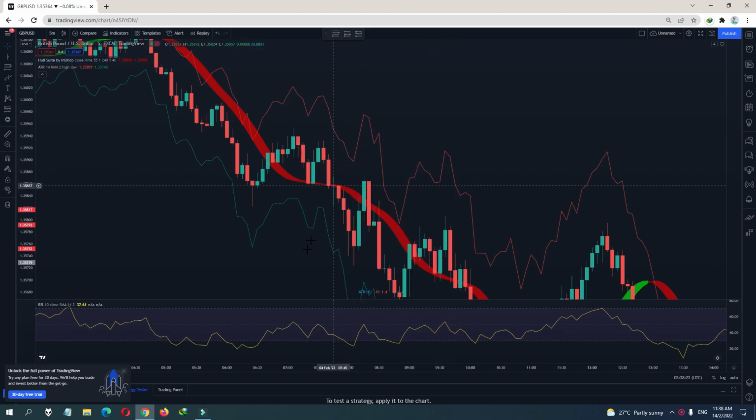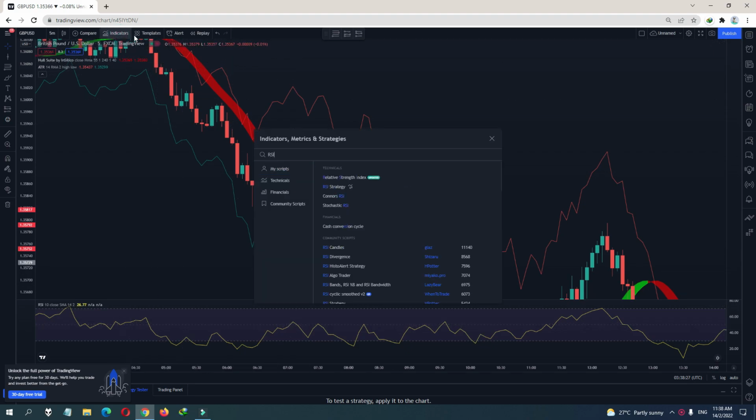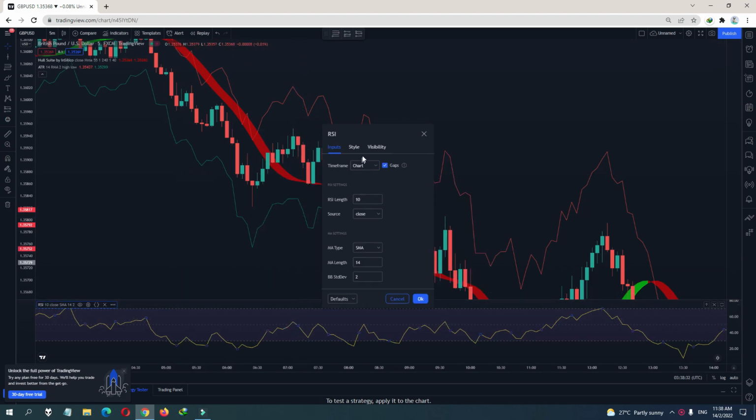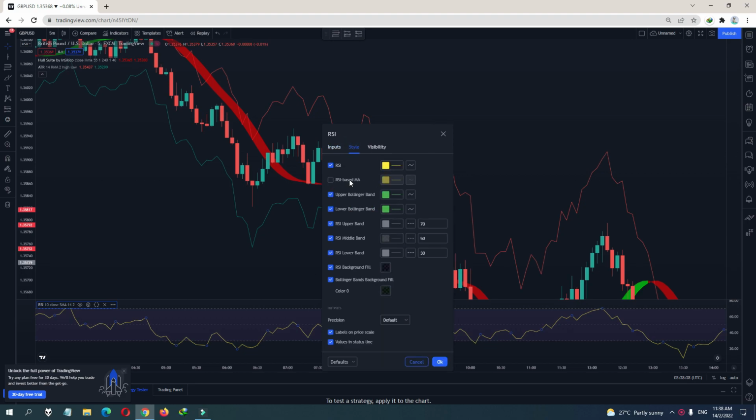And then you need just RSI. So it's this one, RSI. The period is 10. Okay, the length is 10. And I removed this one, the MA, so change the color a bit.